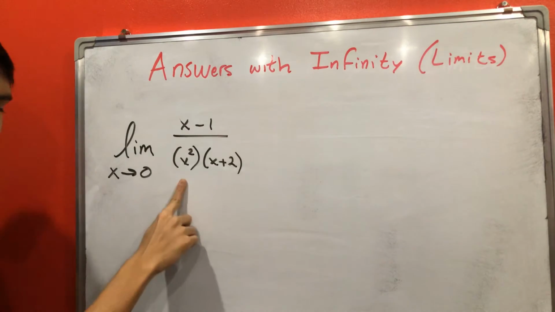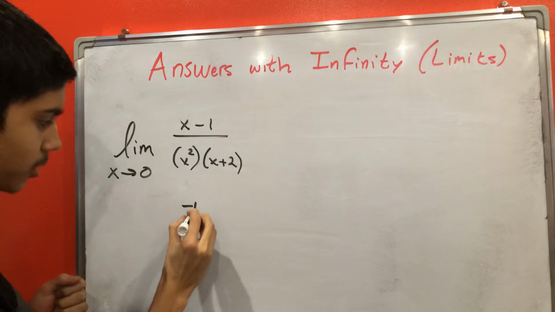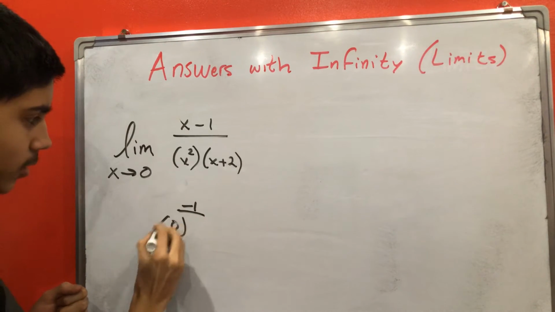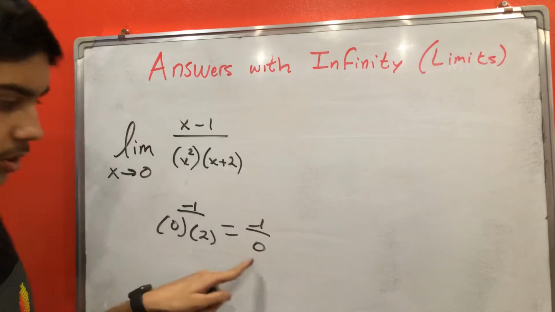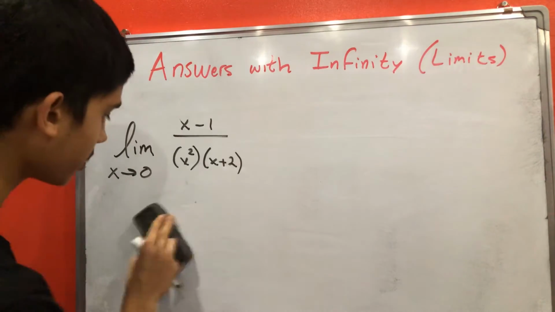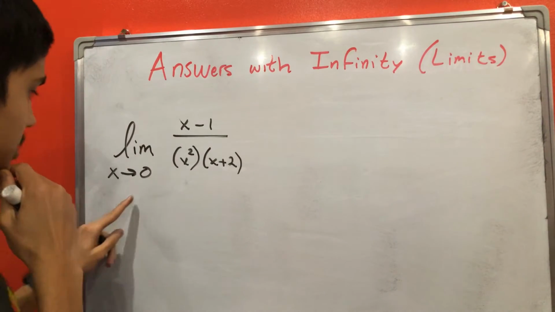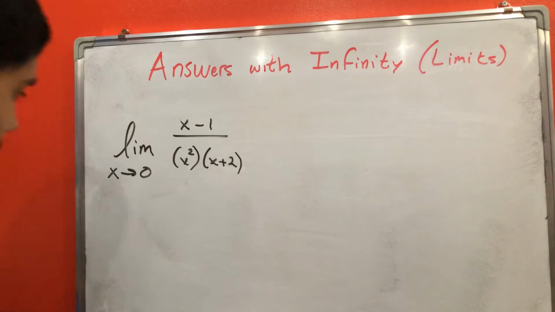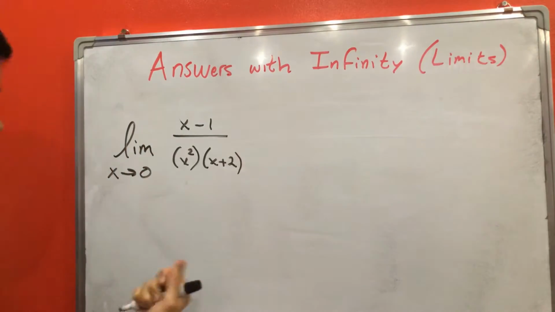So we have another example here. When we plug in 0, we get 0 in the denominator. We get -1 on top, and we get 0 times 2. This will just become -1/0, and this is undefined, so we cannot have this. So what do we do in this scenario? First we're going to see if it's continuous. So we're going to plug in from the left and from the right, and let's see what we get.